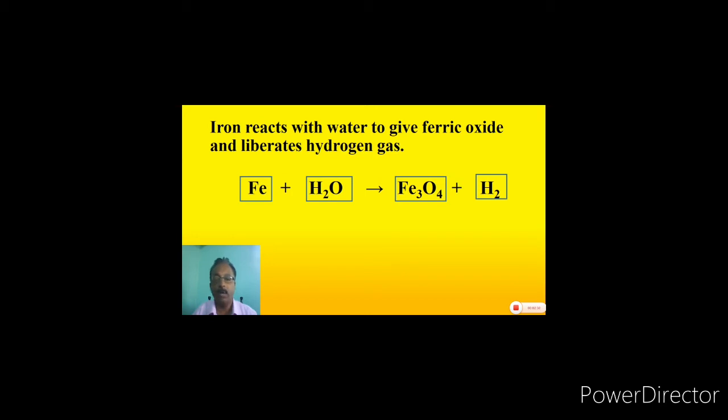So LHS, RHS. Which is the first element here? It is iron. How many atoms of iron are there on the left hand side? There is 1 and on the right hand side 3. So let us write iron 1 and 3. Which is the next element here? H means hydrogen. How many atoms of hydrogen are here? There are 2 atoms, and on the right hand side there are 2 atoms. So left hand side hydrogen 2, right hand side 2.